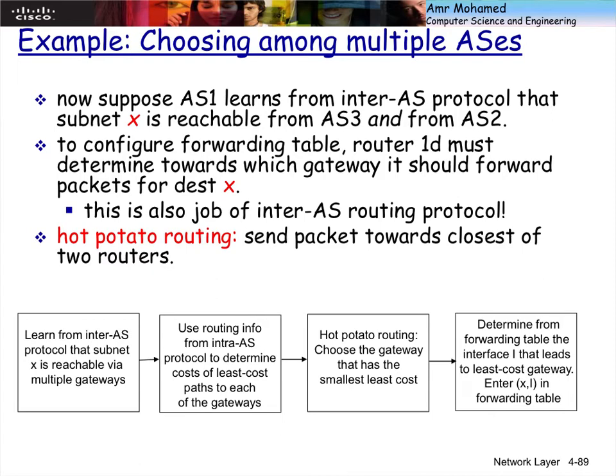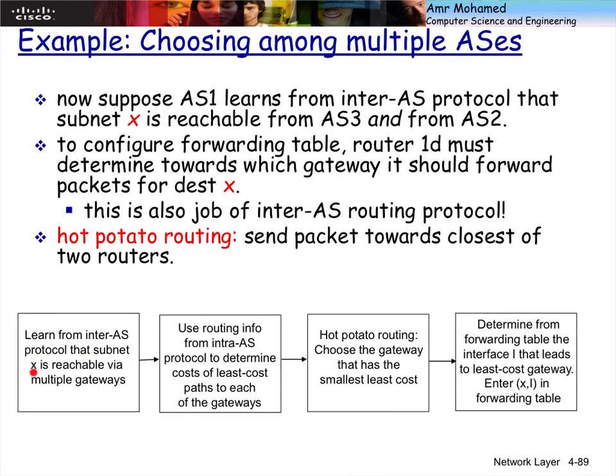hot potato routing. Hot potato routing combines the interior routing concept, which is based on shortest path, with the external policy-based routing. So here we use routing information from the intra-autonomous system routing protocol to determine the cost of the least cost path, whether to go to 1B or 1C, as we said. Hot potato routing may choose the gateway that has the smallest least cost in that case.